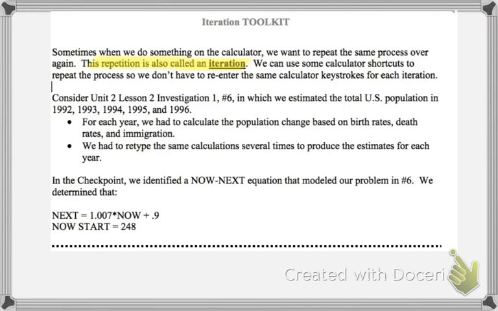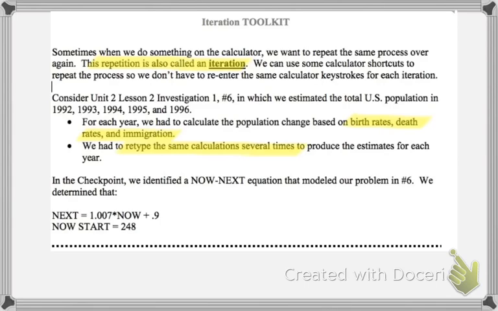So looking specifically at one of the examples that we've been working with recently, we're looking at Unit 2, Lesson 2, Investigation 1, where we predicted the U.S. population. We had to calculate the population change based on birth rates and death rates and immigration. And we had to retype the same calculations several times to produce our estimates.